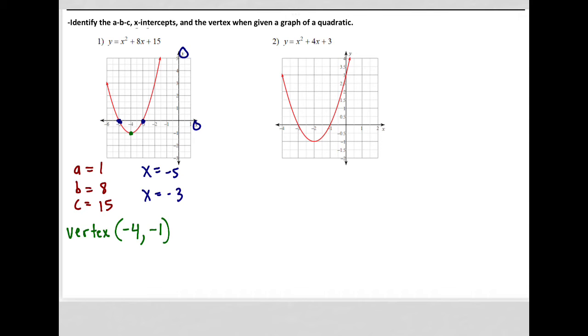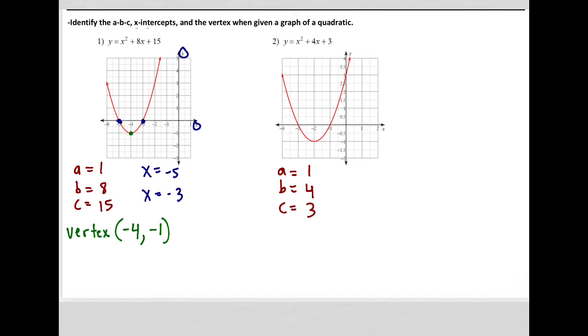Again, we want our A, B, and C. And we're getting that from right here in the standard form. So A is 1, B is 4, and C is 3. So let's write it out. So 1, 4, and 3.